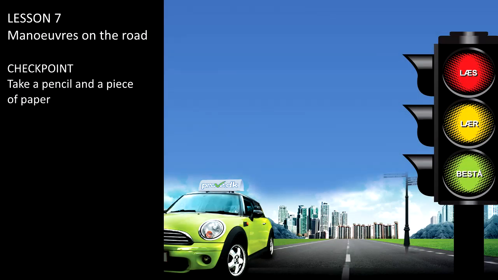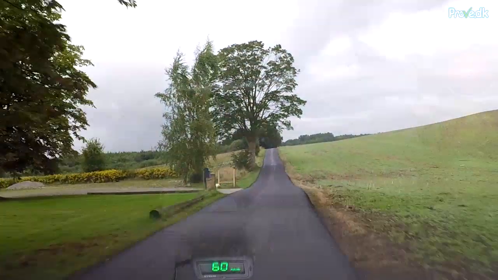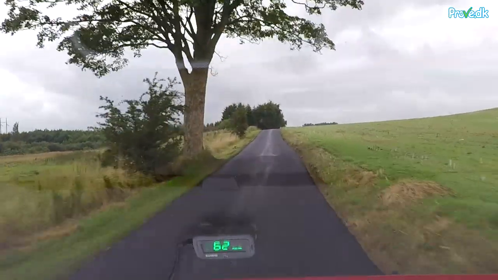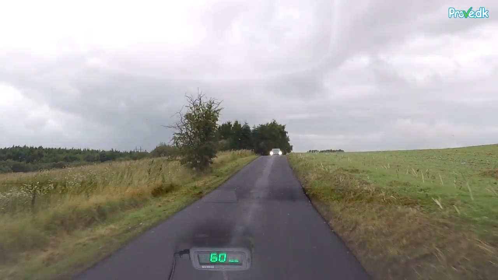Checkpoint. Take a pencil and a piece of paper. You are driving at the speed of 16 kilometers per hour. How will you continue? I will continue driving at the same speed. I will apply the brakes. I will drive over the curb. I'll move really close to the right edge of the road.